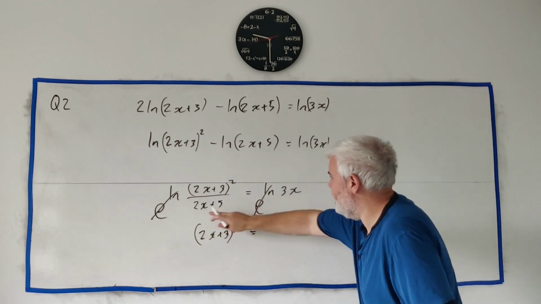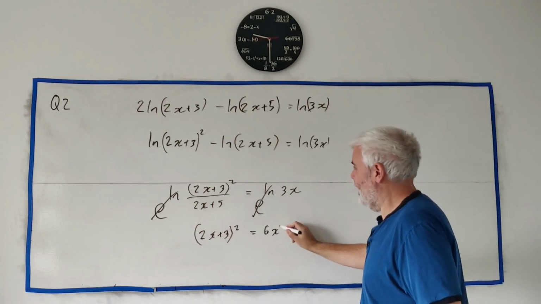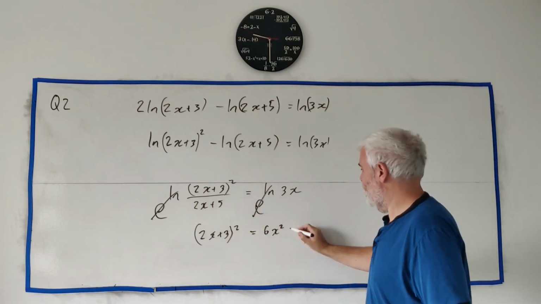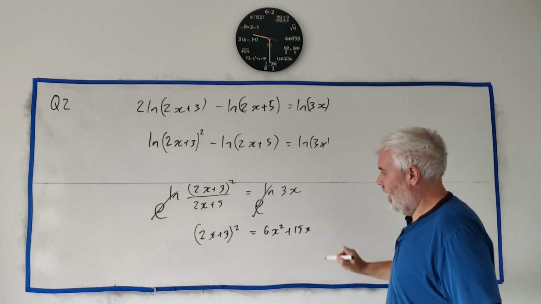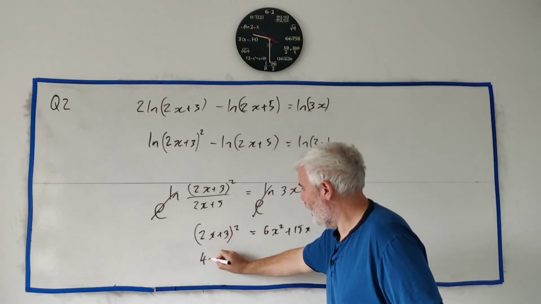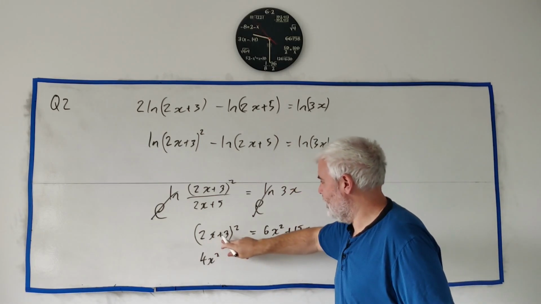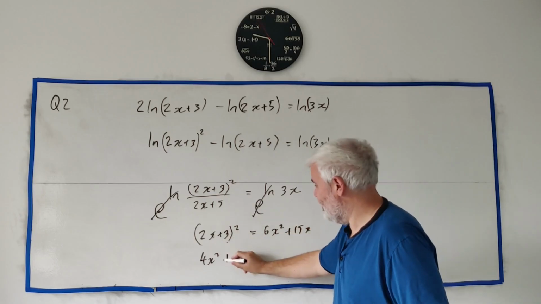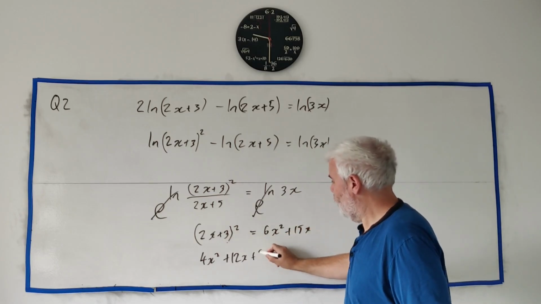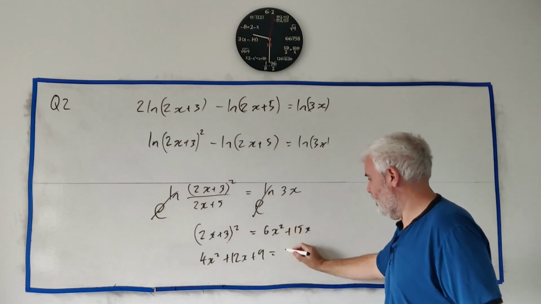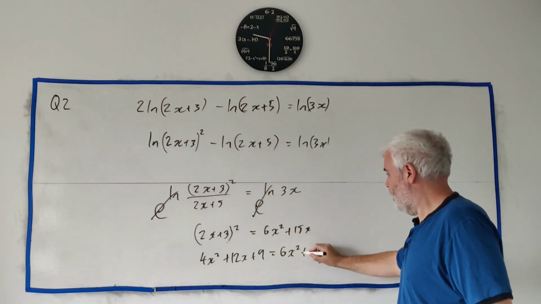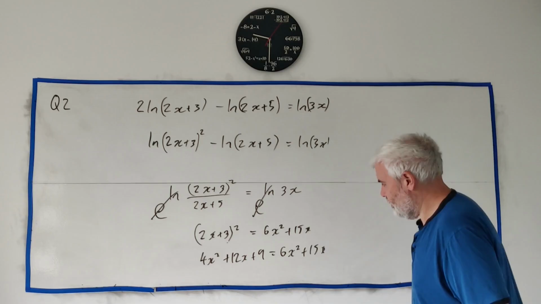Let's do that now. 3x by 2x, 6x squared. 3x by 5 is 15x. And let's do it at this side. That's 4x squared, 6x plus another 6x is 12x plus 9 equals, I'll just write it out again, 6x squared plus 15x.